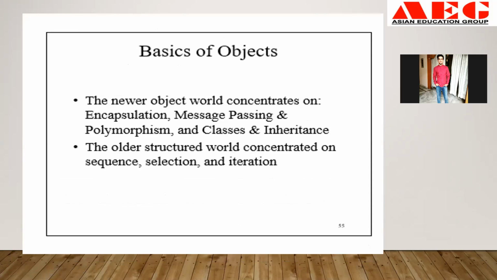Basic objects: the newer object world concentrates on encapsulation, message passing, polymorphism, and classes and inheritance. The older structured world concentrated on sequence, selection and iteration. Procedural languages always talk about sequence control and selection, as you use if-else or switch cases, and iteration means you are using loops. But object-oriented programming focuses on encapsulation, message passing from one class to another, polymorphism, and classes and inheritance. These are the major features of object-oriented programming.